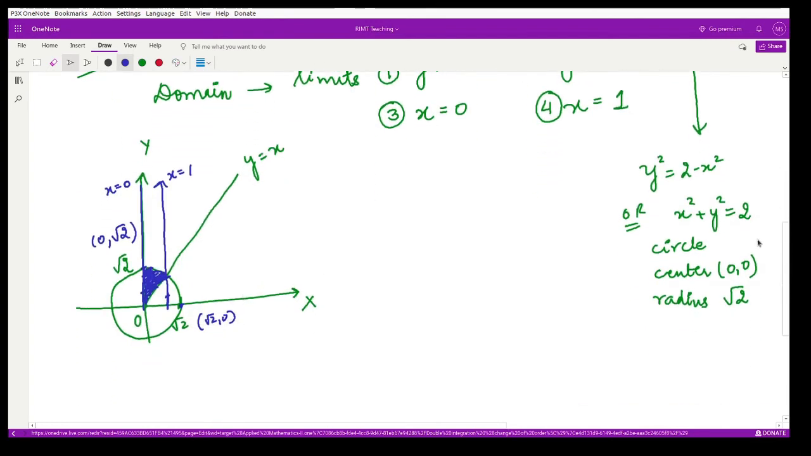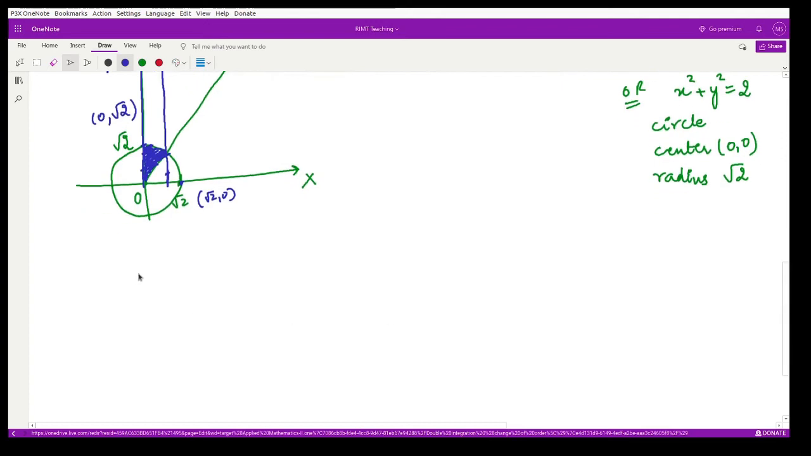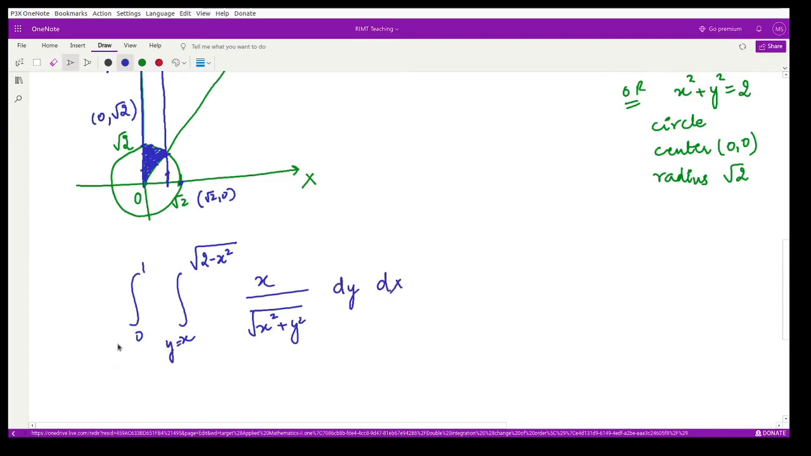Now according to this domain, we have to solve the integration from 0 to 1, integration from x to square root of 2 minus x square, of x divided by square root of x square plus y square, dy, because these are the limits of y, and then dx because these are the limits of x. Now, whenever you have variable limits, how are you calculating the area? You are calculating the area in this way.